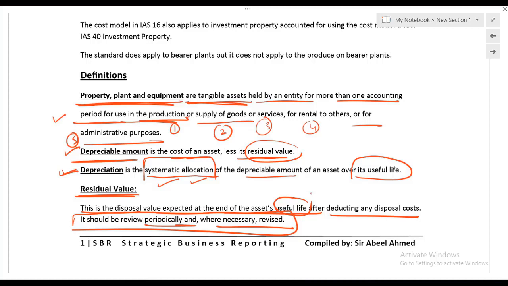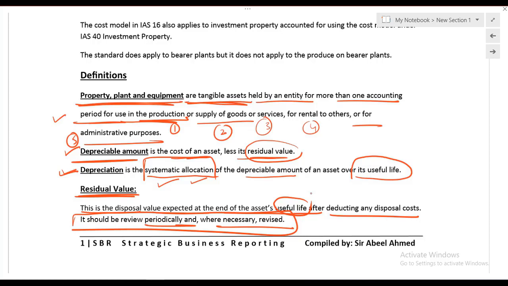Actually, we know what depreciable amount, depreciation and residual value are. Now listen carefully. According to IAS 16, when do we start depreciating the asset? When the asset is available for use, you will have to start depreciating it, even though it is also possible that we are not actually using the asset. According to IAS 16, when property, plant and equipment is in a usable state, from there onwards you need to depreciate the asset.